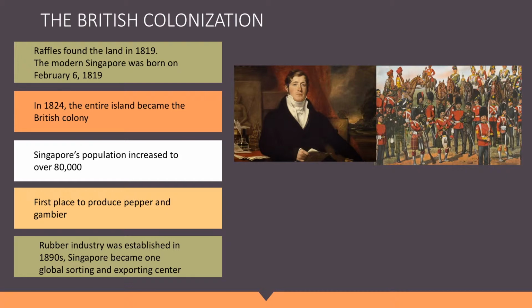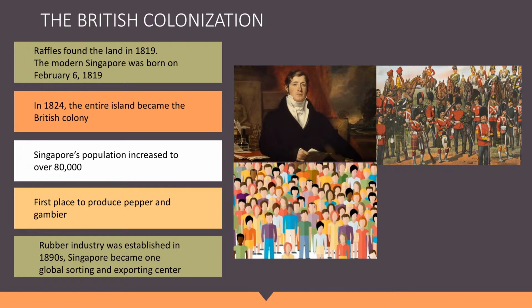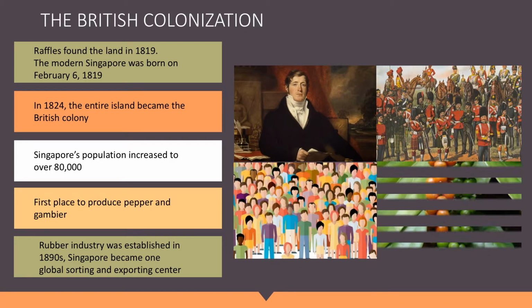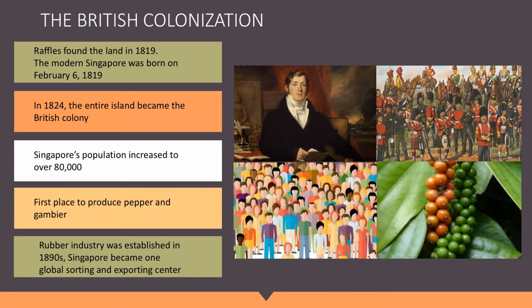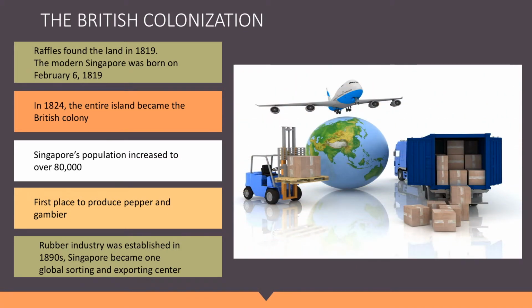The colony period has huge effect on Singapore. Under the ruler of British India, the population of Singapore increased to over 18,000. Because of the trade and transportation, Singapore became the first place to produce paper and gum plantations. After the established industry of rubber in 1890s, Singapore became one global center of rubber sorting and export.